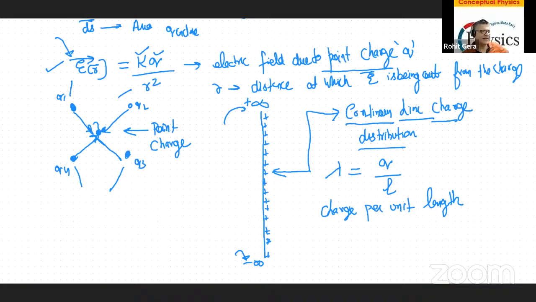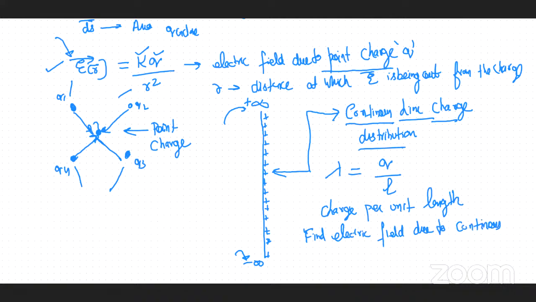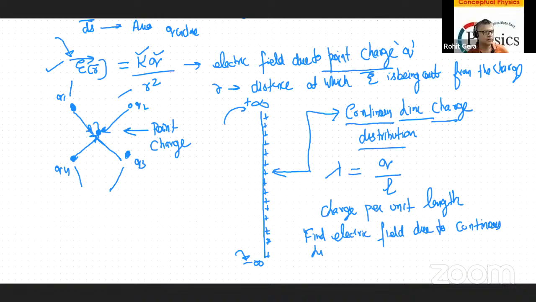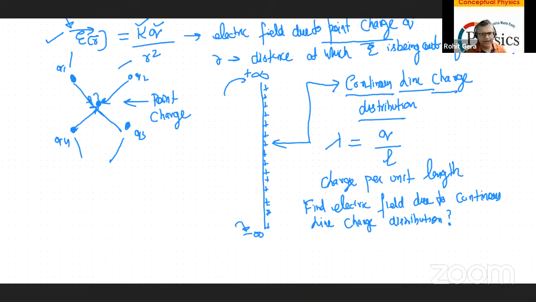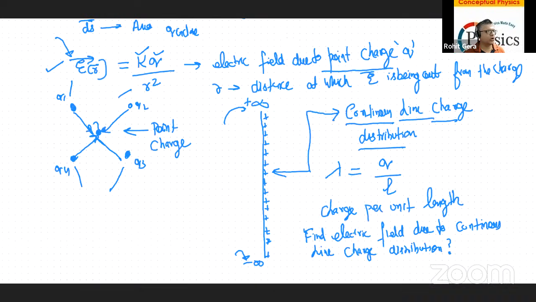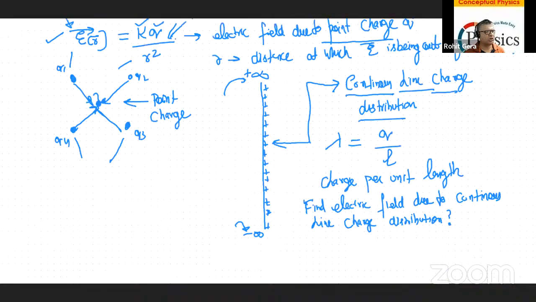If I tell you to find the electric field due to a continuous line charge distribution, you're in a dilemma. It's very difficult. You can use Coulomb's law, which is this type of law, to find the answer, but it'll be a lot of mathematics involved. A lot.